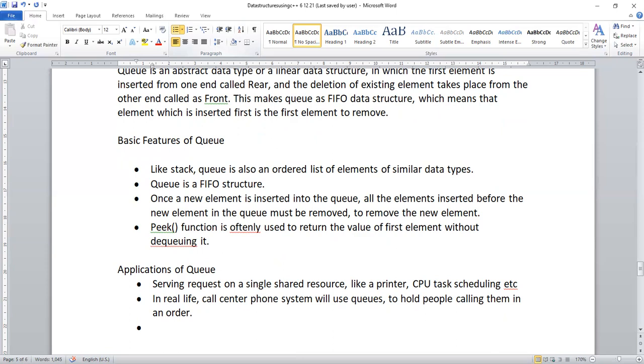So serving a request on a single shared resource like a printer, CPU, task scheduling, these all things are considered as a queue. Means whichever comes first, only that has to be served. Whereas in a stack, whichever comes last is the first element to remove. But in queues, it is not like that. In queues, whoever comes first is the first element to be removed. So queues are different from stacks.